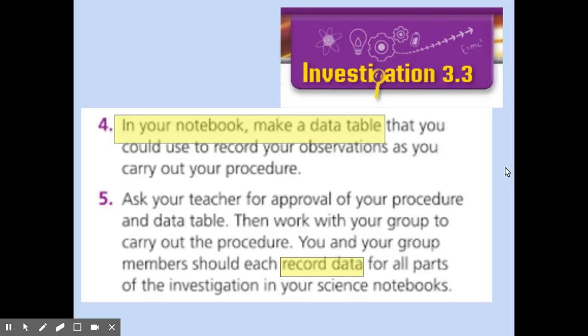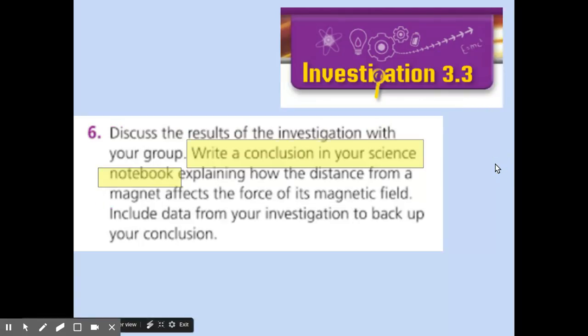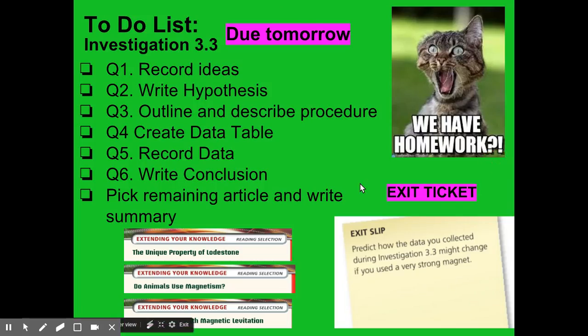And then you're going to make a data table to record your observations as you carry out the procedures and fill out your data table. And then you're going to write a conclusion in your science notebook explaining how the distance from the magnet affects the magnetic field. So your to-do list today, there's a lot of things. There are 6 steps to this lab, so you have to do all 6 steps.